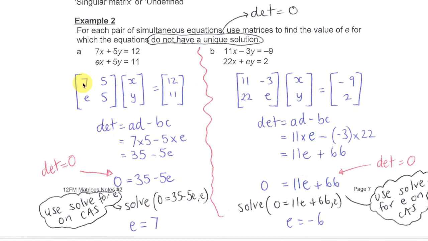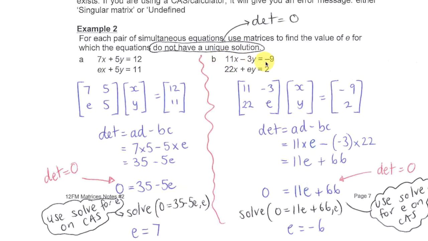So to calculate the determinant, it's that diagonal times together, so 7 times 5, minus this diagonal times together, so E times 5. So 7 times 5 minus E times 5, and that's shown here. Now, the E is unknown. We need to work it out so we do not have one unique solution. So if we set the determinant to equal 0, then we'll have 35 minus 5 lots of E. And then we can just solve for E. And of course, just use your CAS. So menu, algebra, solve, and put in this equation here, solving for E, and we'll see we'll have a 7.